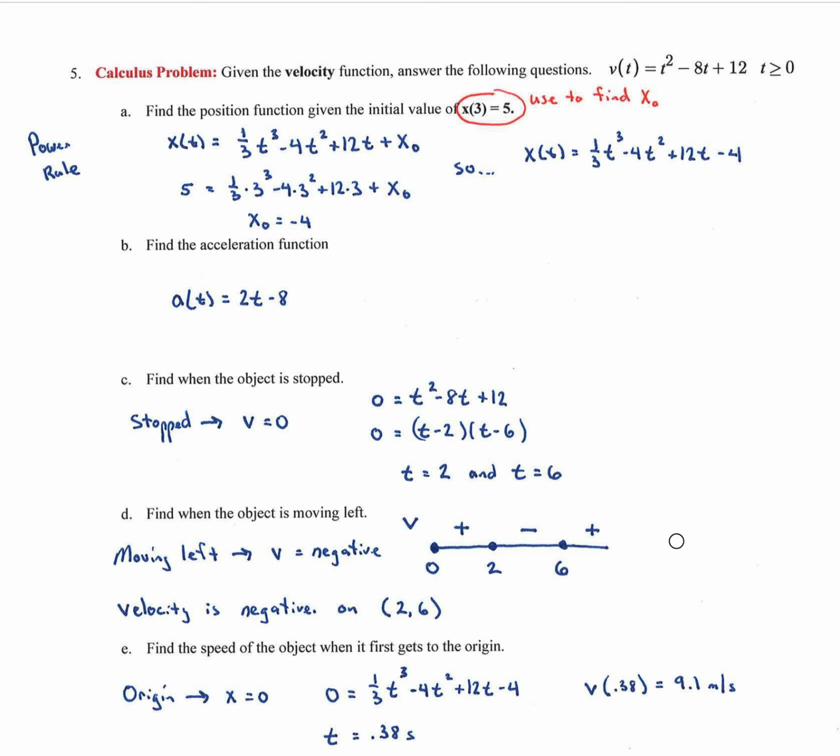Question 5 is the calculus question. I start you out by giving you a velocity function. Remember, I am restricting the domain. We're just not really going backwards in time. So we're just going t greater than or equals 0.